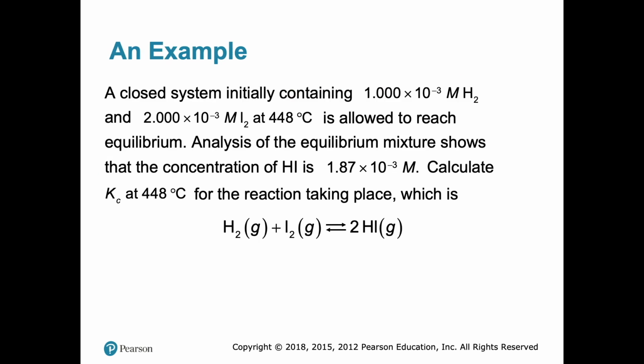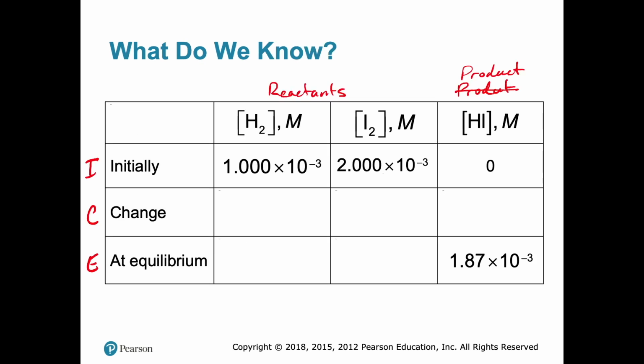So we go back to our problem here. It tells us that the initial concentration of hydrogen gas is 1 times 10 to the negative 3, and that the initial concentration of iodine gas is 2 times 10 to the negative 3. So that's what we put there. Initially, for hydrogen gas, 1 times 10 to the negative 3, and for iodine gas, 2 times 10 to the negative 3. And since this is initial and no reaction has occurred yet, what do we put here for the concentration of hydrogen iodide? 0, because no hydrogen iodide has been made yet at the initial step, okay?